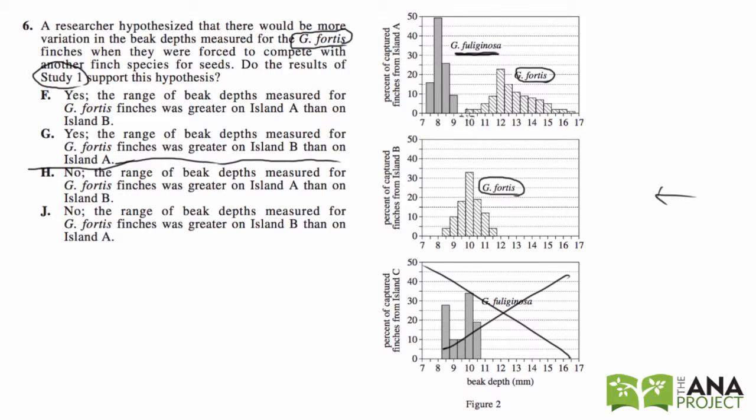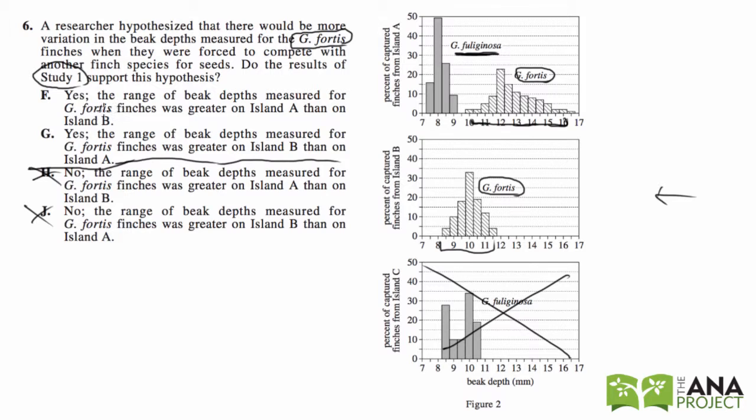So what's the variation in beak depths? There's 1, 2, 3, 4, 5, 6, 7, 8, 9, 10. There's a bunch here. This means a bunch. I can only count to 10. So after 10, I just say a bunch. Then if we look at G. fortis alone, a lot less. 1, 2, 3, 4, 5, 6, 7. So yes, the results of study 1 support that yes, there's more variation when they are competing with another finch species. So we can get rid of H and J. So they both say yes.